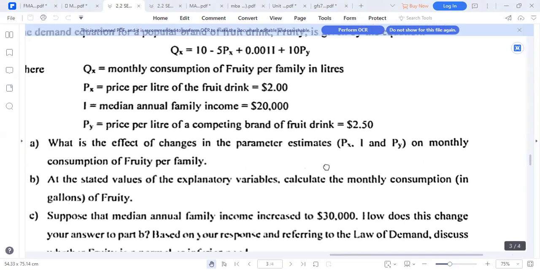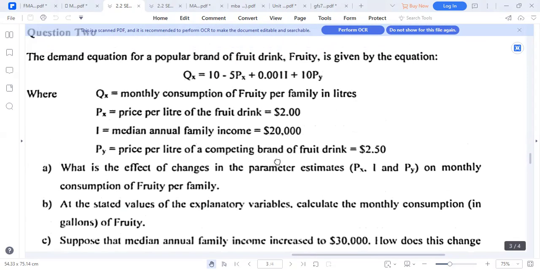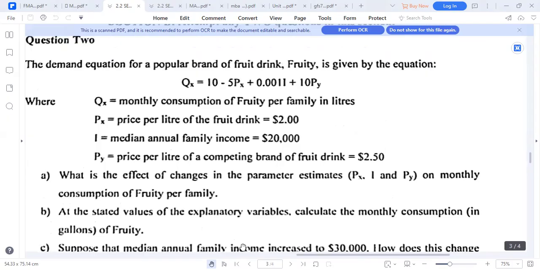I've explained them. Then the next question is, as stated in the explanatory values, calculate the monthly consumption in gallons for fruity juice. So you just need to substitute these answers in there. If you substitute them, you get the quantity demanded. Now, we know the conversion of gallons. How many liters make a gallon? 3.785.